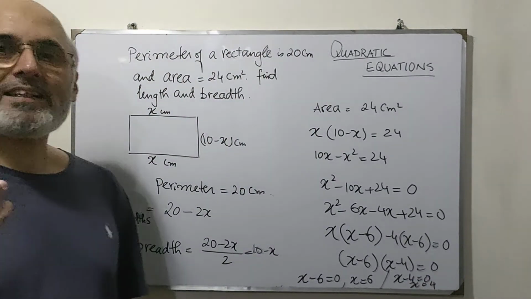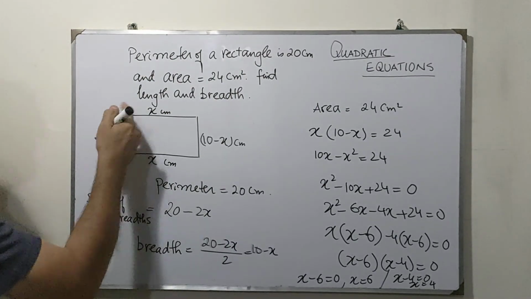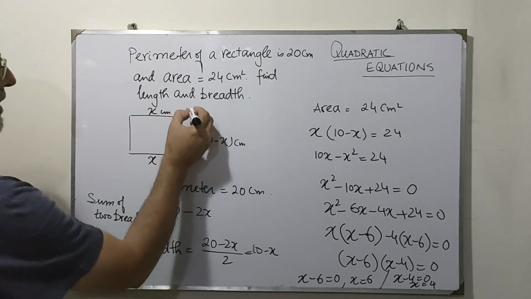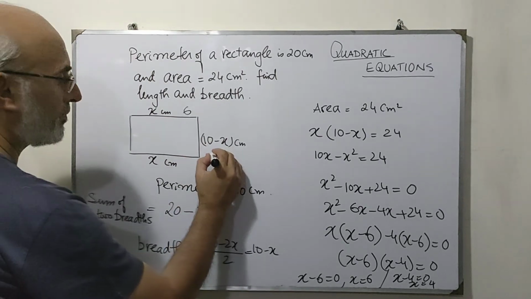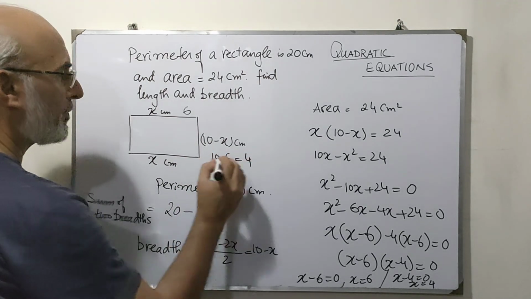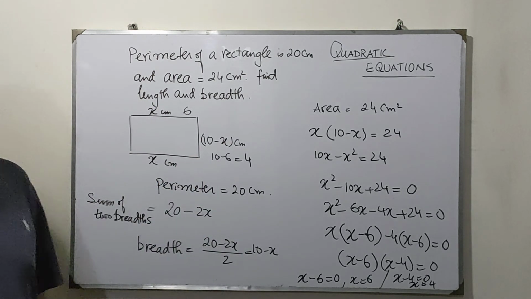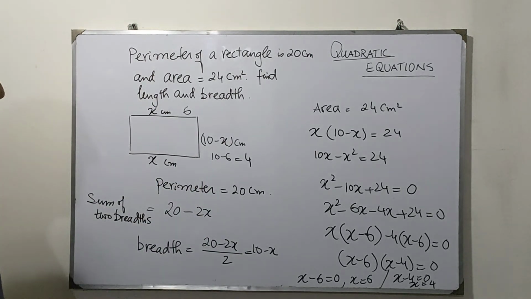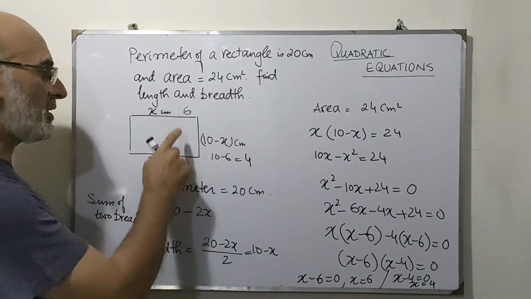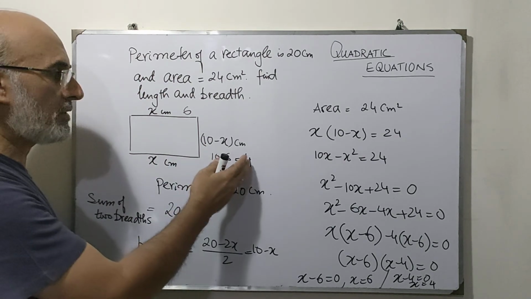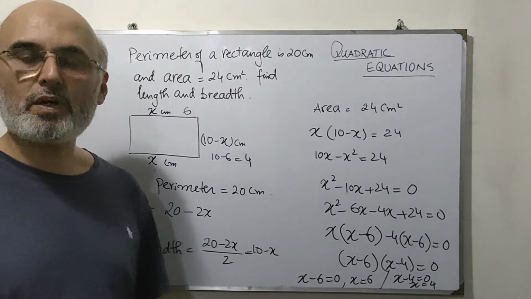So either x can be 6 or x can be 4. So let's suppose x is 6, right? This is 6. What is this? 10 minus x is 10 minus 6, which is 4. Okay? And when you take 4, it will be 6. So you can take any value, and we have the two values now. So 6 into 4 is 24, correct? And 6 plus 6 is 12, and 12 plus 8 is 20. So we have correctly solved this quadratic equation.